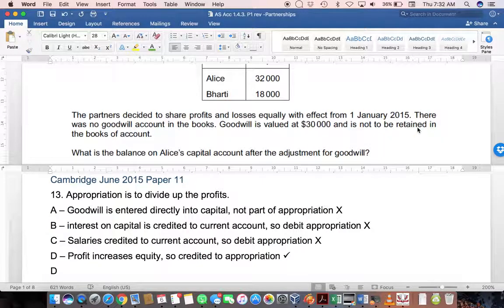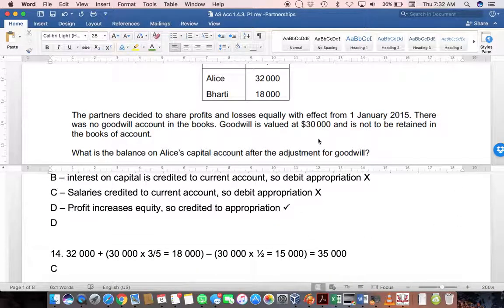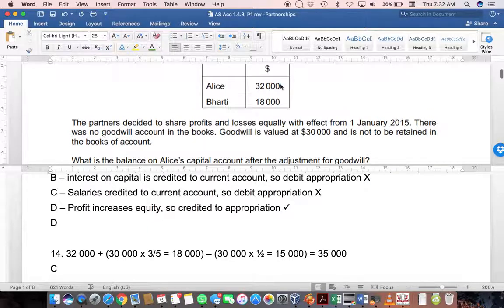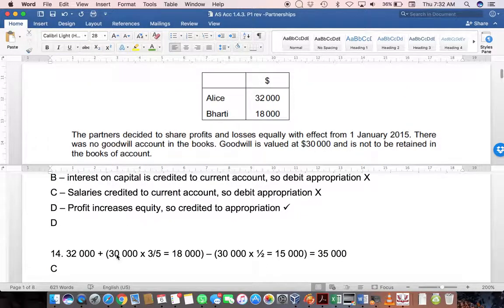Right, so the question asks, what is the balance on Alice's capital account after the adjustment for goodwill? What you'll need to do is obviously start with Alice's opening capital of 32,000, and then you want to add the goodwill, so you'll say plus 30,000, and you'll do it in the old ratio. The old ratio was a ratio of 3:2. In other words, Alice got 3/5 and Barty got 2/5. So to value this goodwill of 30,000, you will say add 30,000 times 3/5, in other words 18,000, and you will credit that to Alice's account. So you'll add it, you'll increase the amount that is due to her.